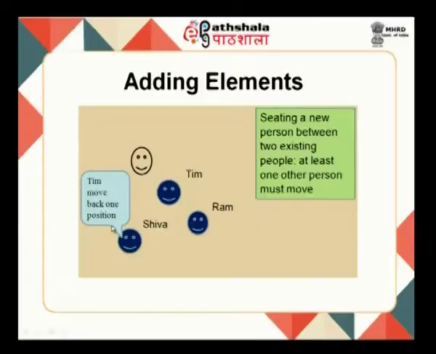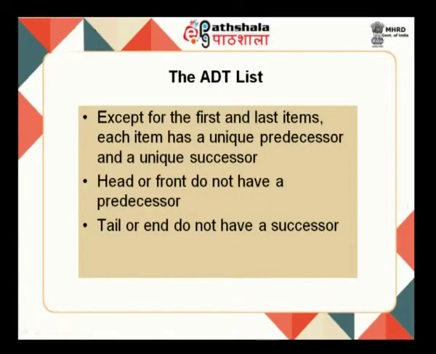Now, if you want to insert someone, you have to shift some people. If you want to remove someone also, you have to shift. For example, you have Ram, Tim, and now Shiva wants to come and sit in this list, then he has to ask Tim to move back one position. So, when seating a new person between two existing people, at least one person must make a move according to the alphabetic order. Now, let us look at the ADT list.